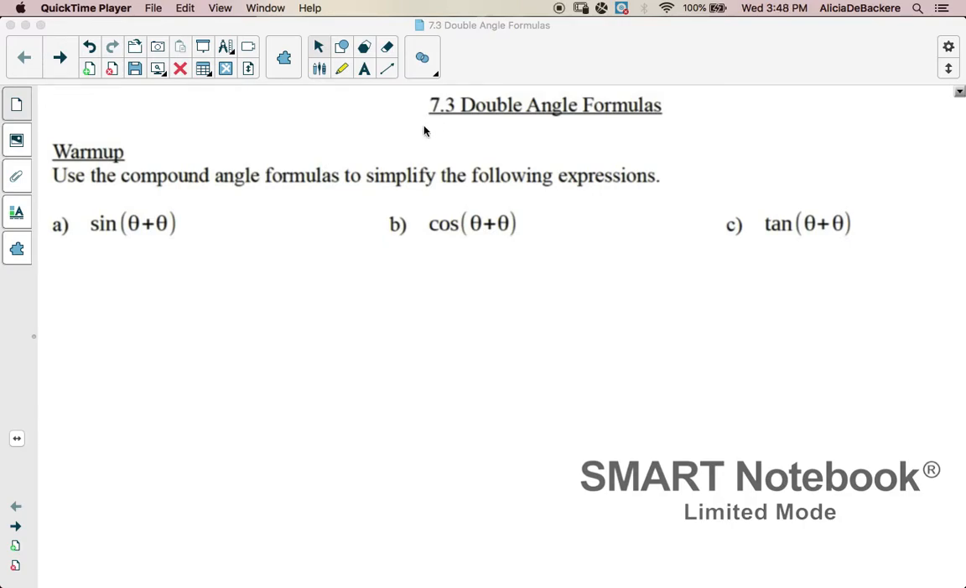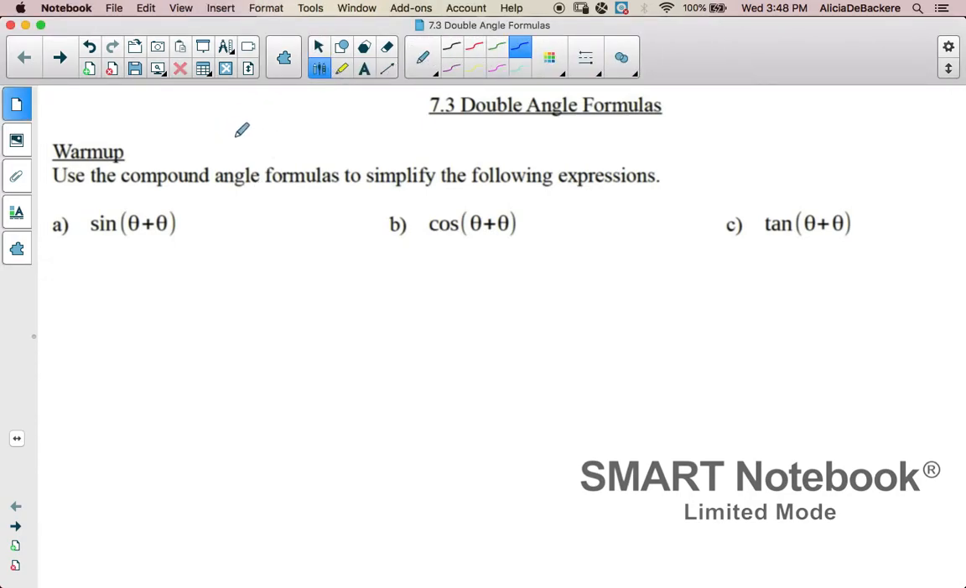All right, welcome to lesson 7.3. We're going to be talking about double angle formulas today. So to get started, we're going to use our compound angle formulas from yesterday. Those are our A plus B formulas. We're going to use those, our A plus B or our A minus B, to simplify the following expressions.